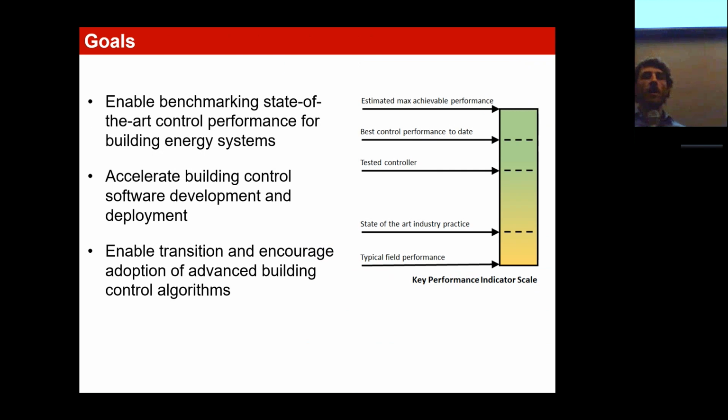And so the goals of the BOPTEST project are to enable benchmarking the state-of-the-art control performance for building energy systems, help accelerate building control software development and deployment, especially including experts from other industries, and ultimately enable transition and encourage adoption of advanced building control algorithms. What we ultimately aim for is something like you see on the right, where you could have a key performance indicator scale and be able to benchmark different control strategies relative to each other to start to understand where different strategies perform well compared to others.